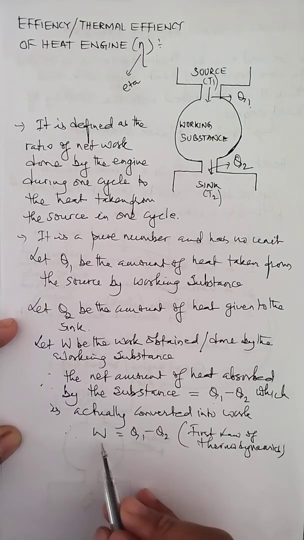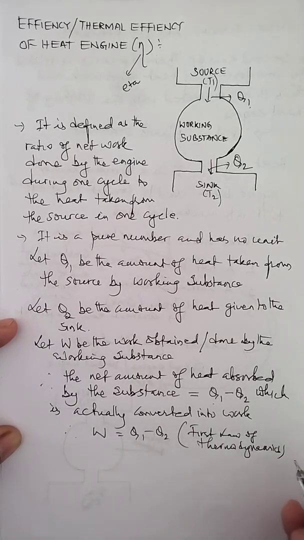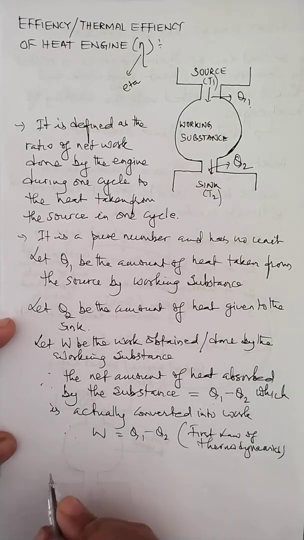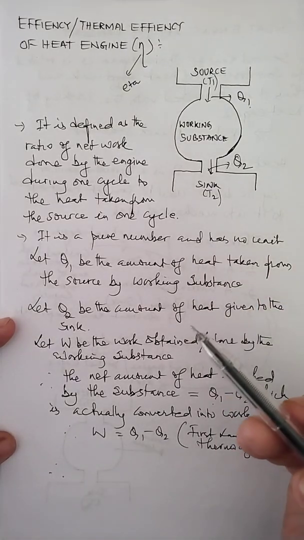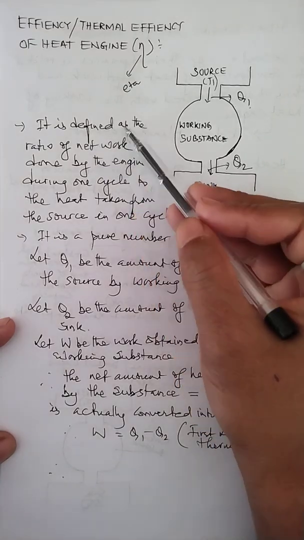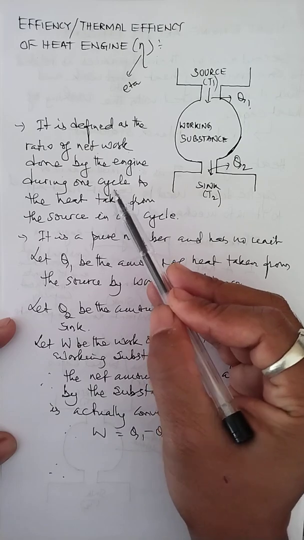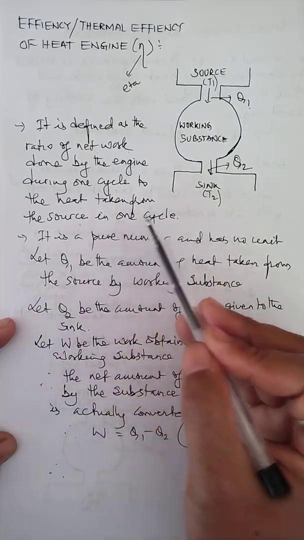Now, with this work, I can calculate the efficiency. We can now write the expression of efficiency of a heat engine. We have already defined the efficiency of a heat engine. It is defined as the ratio of net work done by the engine during one cycle to the heat taken from the source in one cycle.